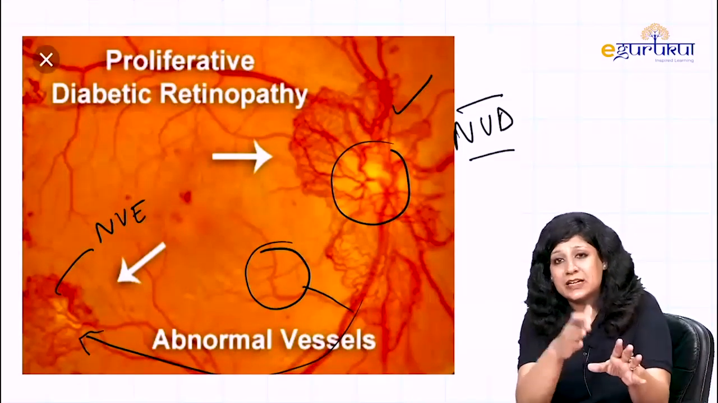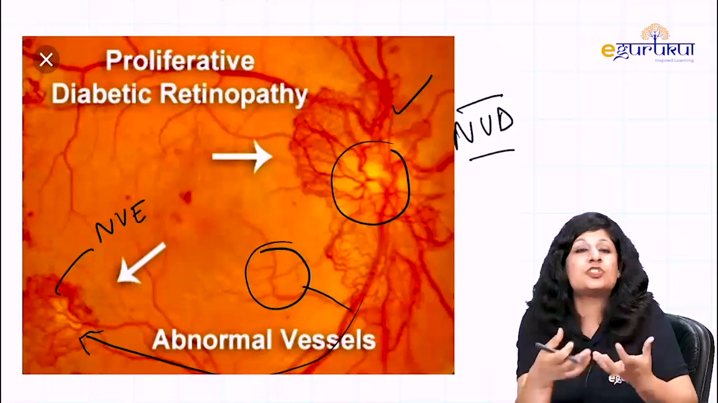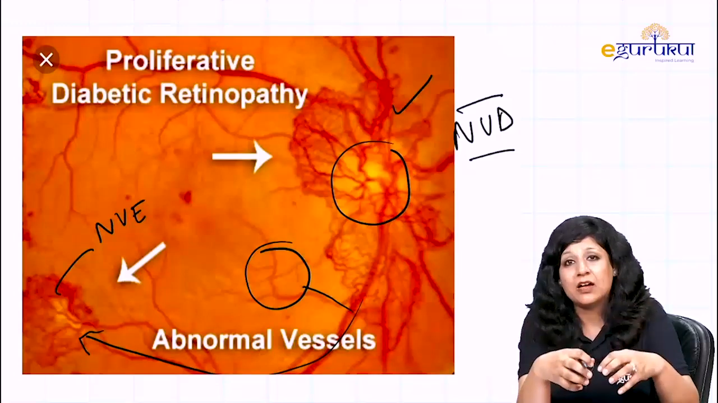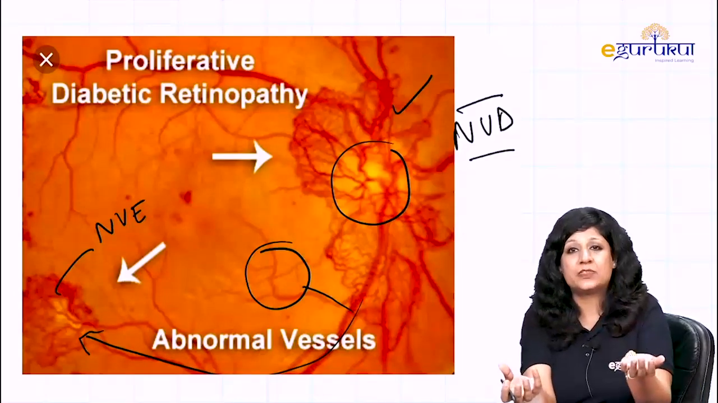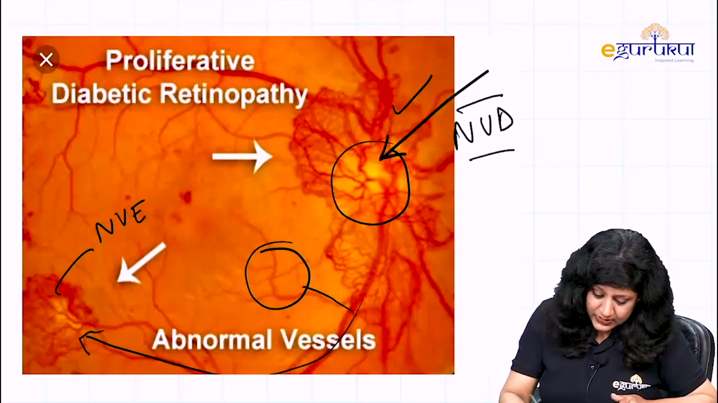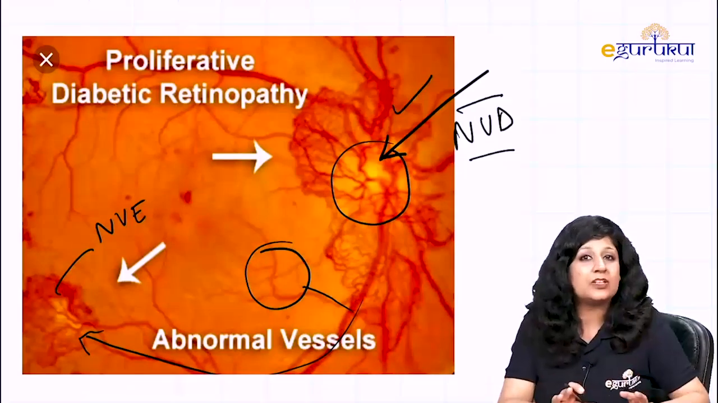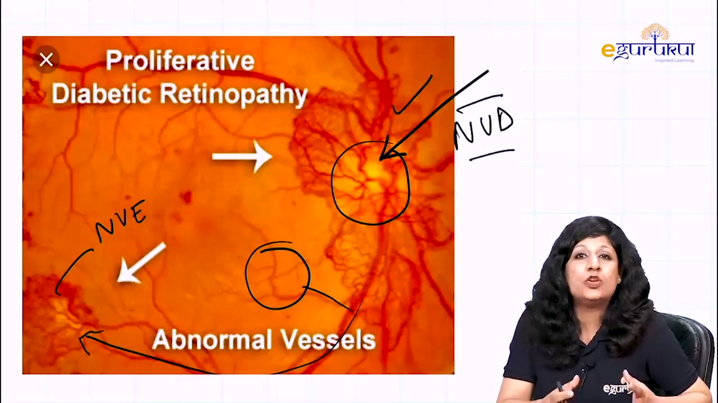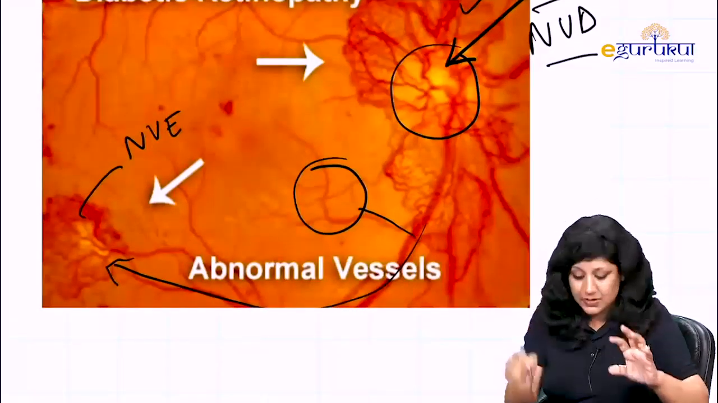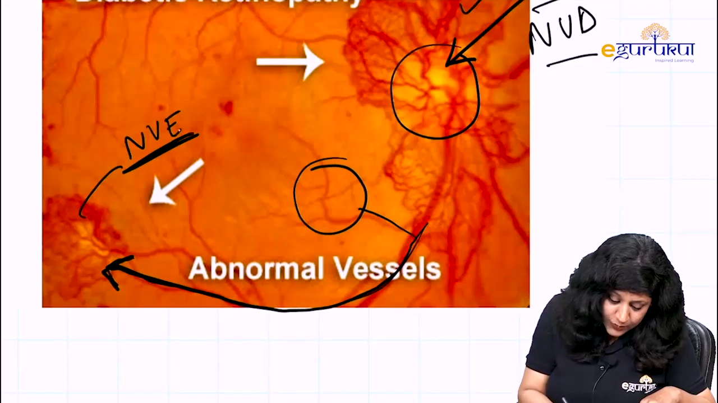Now how does it differ from the PDR stage? When I say PDR, proliferation, proliferation means actually neovascularization, and this neovascularization can occur both over the optic disc as well as elsewhere. Elsewhere means along the major blood vessels. Now try to concentrate on this image. Can you see there are a lot of new vessels? A network is actually present over the optic disc. This is your NVD, neovascularization at the disc. Now if you try to follow these blood vessels, the blood vessel is actually going like this, and again it is showing you neovascularization.